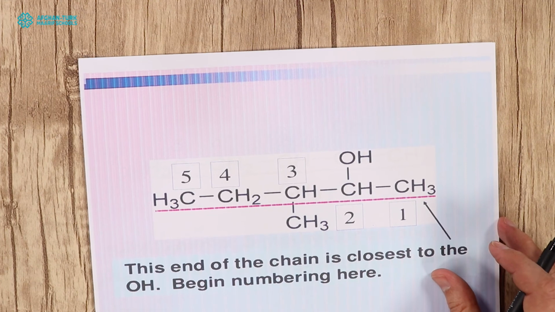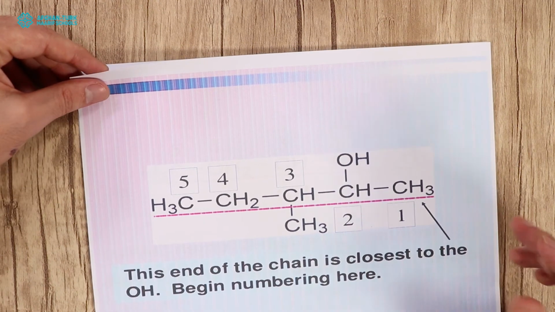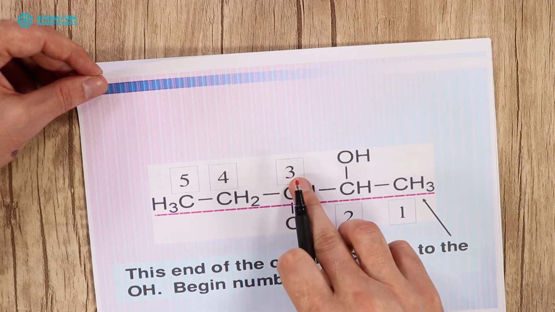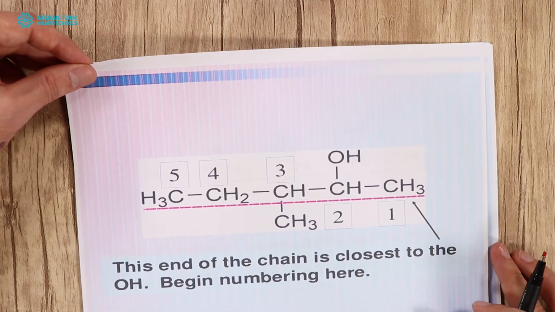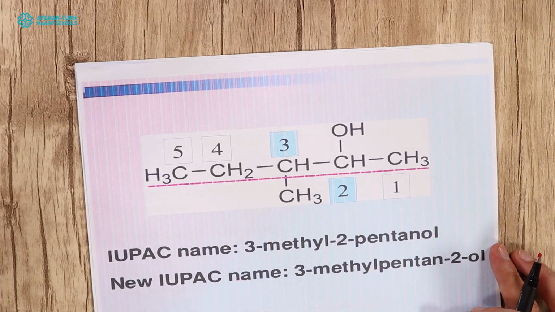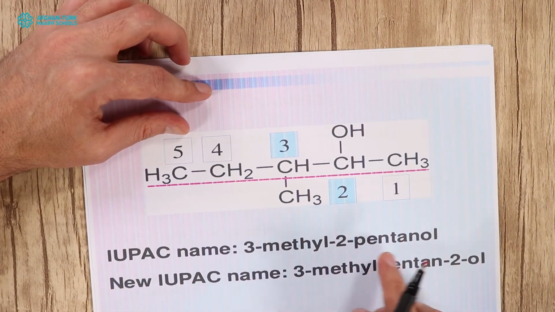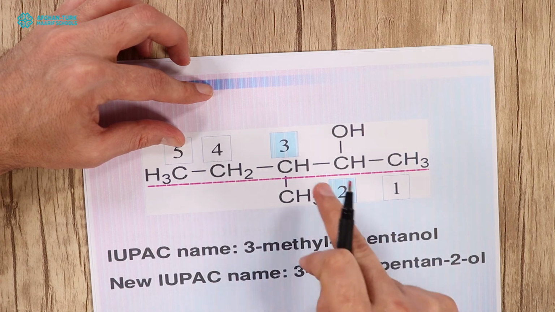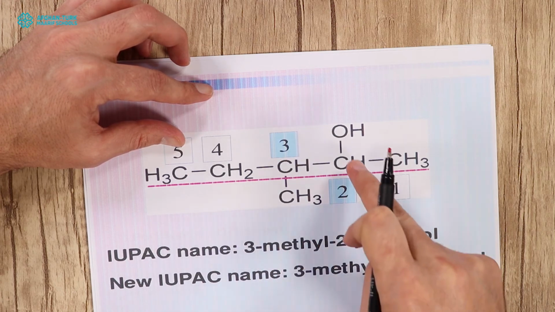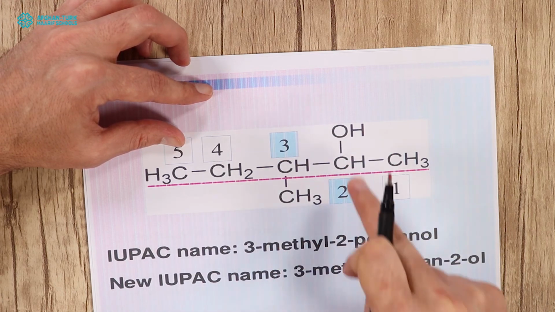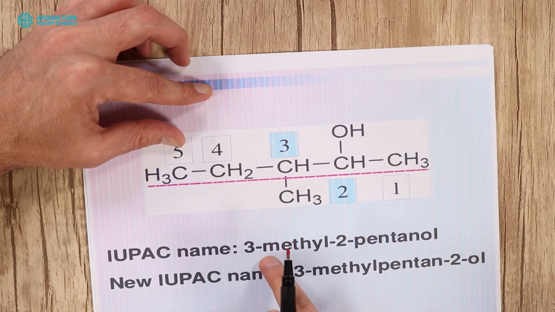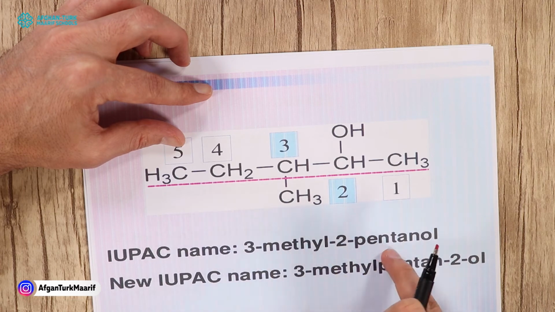You can see it here, their name. The same example is there. So they just counted 1, 2, 3, 4, 5. Here you can see their name: 3-methyl-2-pentanol. Okay, 3-methyl-2-pentanol means that on the third carbon you have a methyl group, on the second carbon you have an OH group, so it will become 2-pentanol, and then the third carbon you have a methyl group, so 3-methyl-2-pentanol.